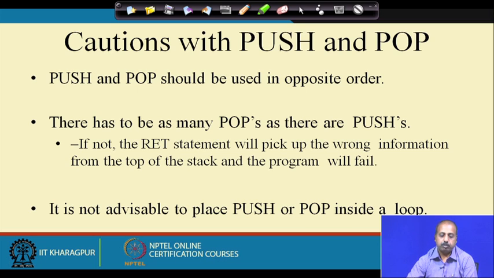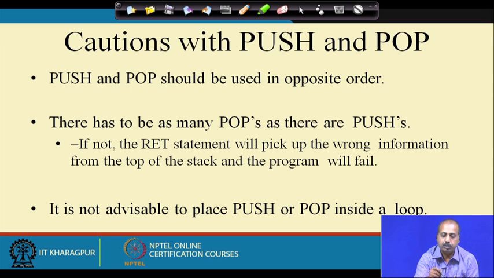Then another interesting thing that we should have is that push and pop should be used in the opposite order. So, if you have first pushed the register B, then pushed the register D, then the pop should be in the other order. It should be pop D first and then pop B. Otherwise, the values that you get are not correct. Maybe at the beginning I have pushed in the order B and D, while popping, if I pop out B first and not D, then I will get the wrong value.